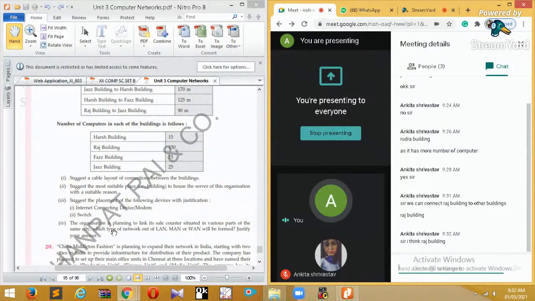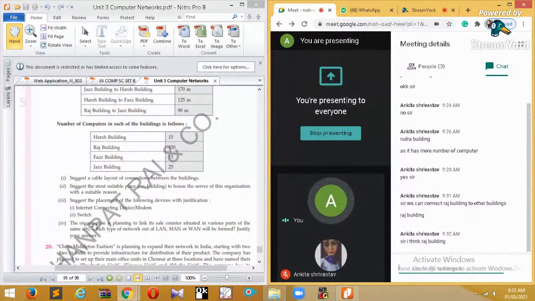In the last question only, I told you that where the server is placed, there you need the actual connection. That WAN connection or MAN connection, whatever connection is coming, comes into the building with the server area. Here the server is in the Raj building, so that's why we will place the internet connecting device there. The reason is that it is the server building, so we will place the internet connecting device or modem in that server building or server area.